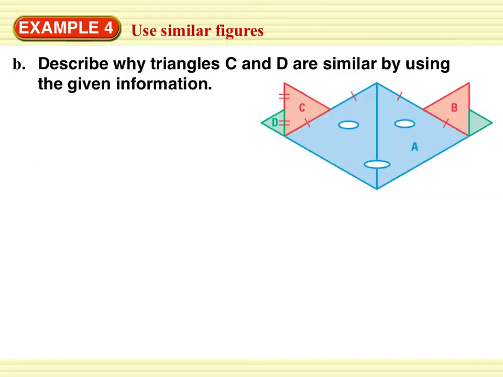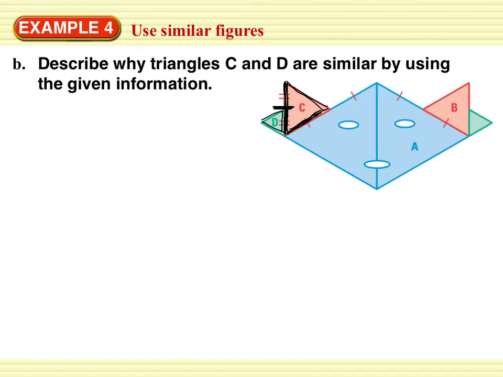Okay, part B said, describe why triangles C and D are similar by using the given information. So triangles C and D are similar because all the pairs of the corresponding sides are proportional. So C and D, we went from 1 tick mark to 1/2 tick mark. So this is 1 tick mark, and they're all equilateral. Remember, that was given to us. So 1 tick mark, 1 tick mark, 1 tick mark. So that'd be like a 1. Actually, this right here, and then it was cut in half because this side right here is the median. This side is half of this whole side.